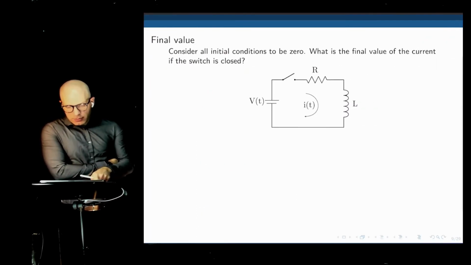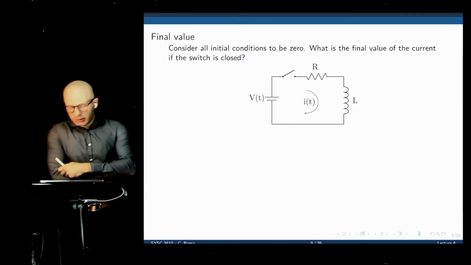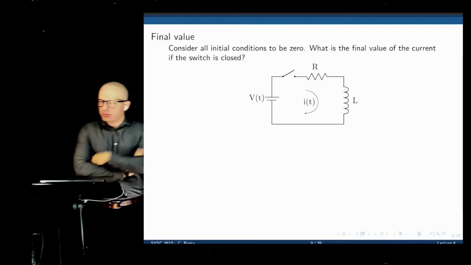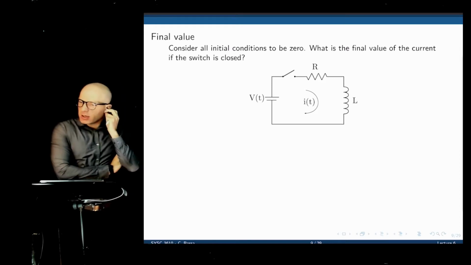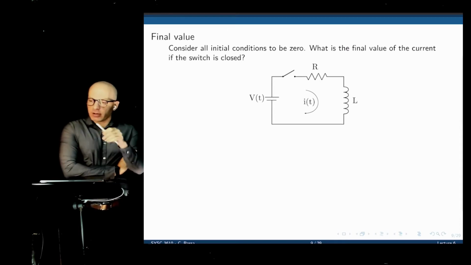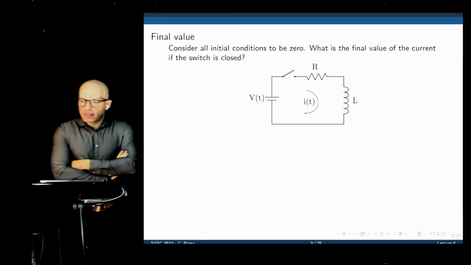Let's do another example here. Consider all initial conditions to be 0. What is the final value of the current if the switch is closed? Let's answer that question first, without any calculations. What should be the final value of the current, once the system settled, once the switch is closed? What do you guys think?